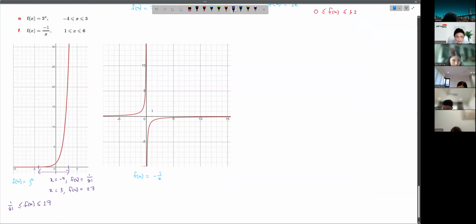So 1 is here and 6 is here, right? So it's between here. When x equals 1, fx equals -1. When x equals 6, fx equals -1 over 6. Of course, you can't see it from here. So which means that your fx is between -1 and -1 over 6. Negative.